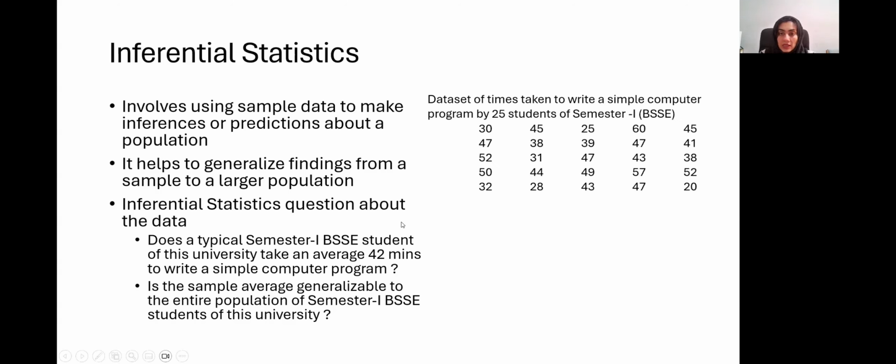Such as, see this example, the same example that we've seen in the previous slide. We know that the average time is 42 minutes. Now, the questions written there that you've seen, these are the ones that inferential statistics is going to ask and answer. And based on that, you can make decisions or predictions about this population, from which the sample that you see here has been taken.